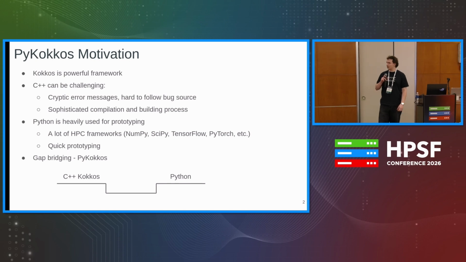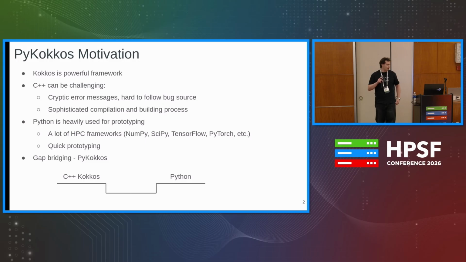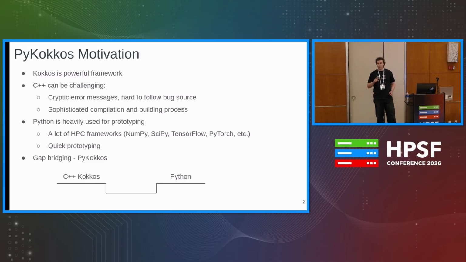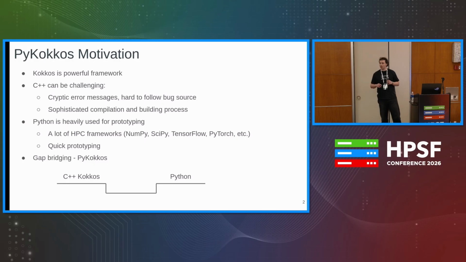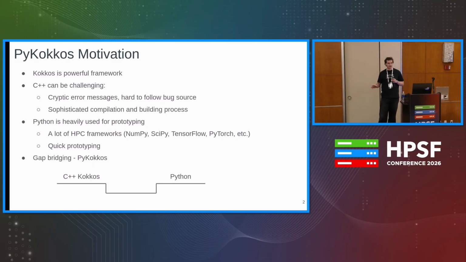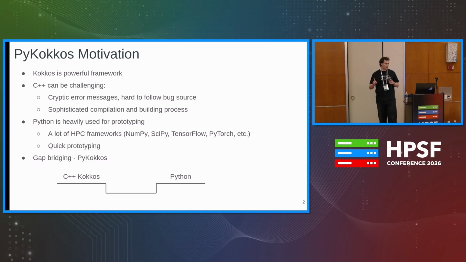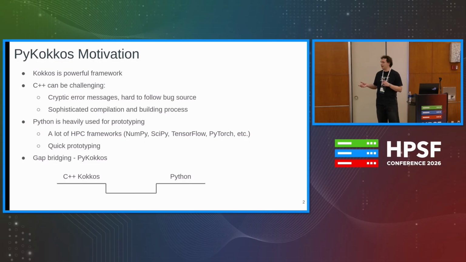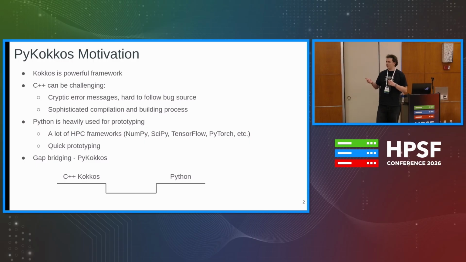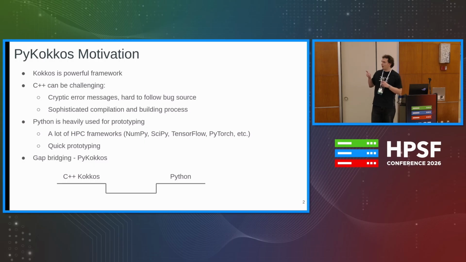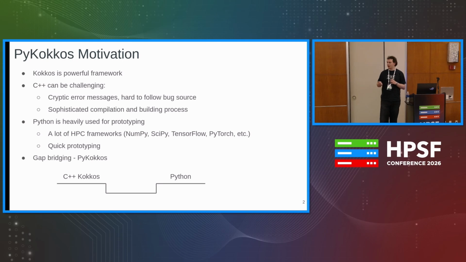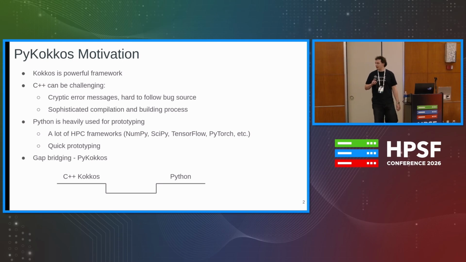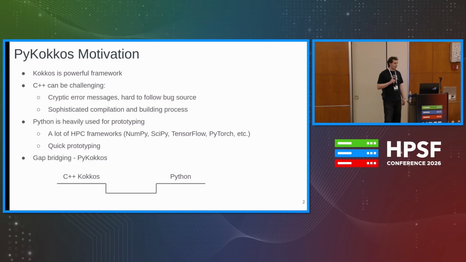Kokkos is a high-performance, neat, powerful framework that allows you to write high-performance applications in C++. A lot of developers struggle with one part, which is C++ itself. C++ is a brilliant language, but developers can stumble upon issues with compilation, with cryptic messages, especially if they are using templates, and the building process and dependency process is not very neat.